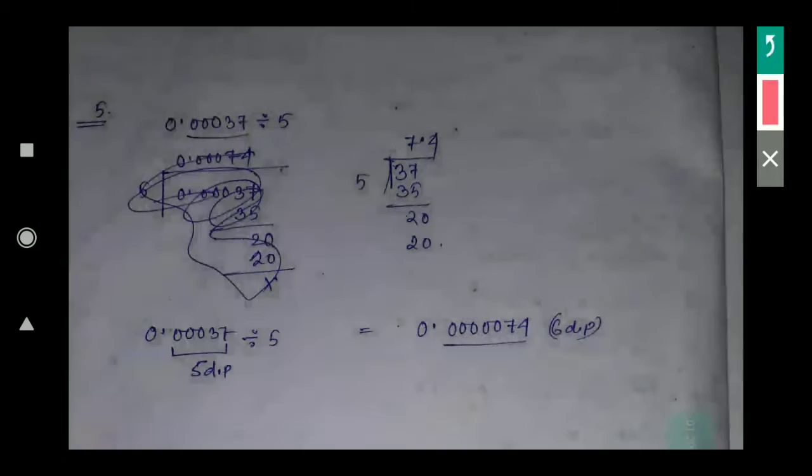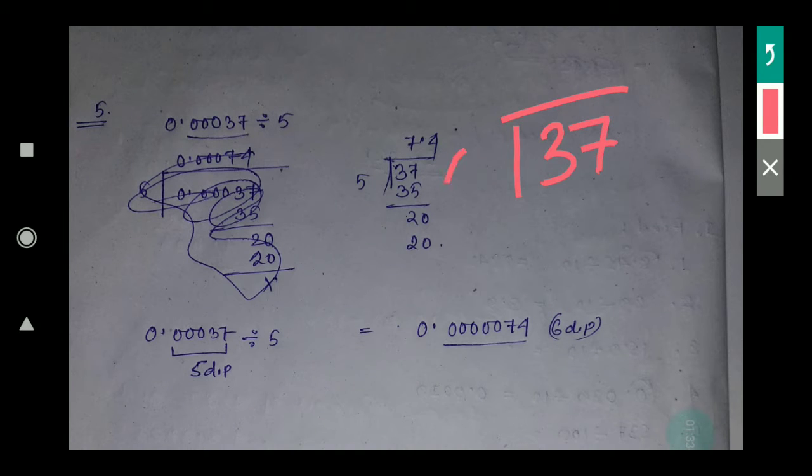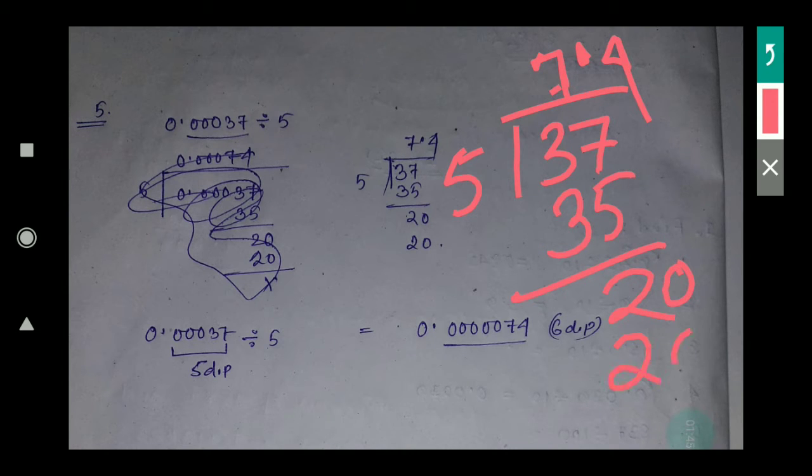0.0037, this is given. So first of all, you divide 37 by 5. 5 sevens are 35, you have got 2. Now take the decimal point, it will be 20, 5 fours are 20. So you have got 7.4. This is not completed. 7.4 you have got by dividing 37 by 5.